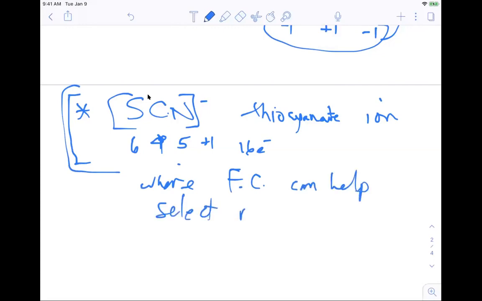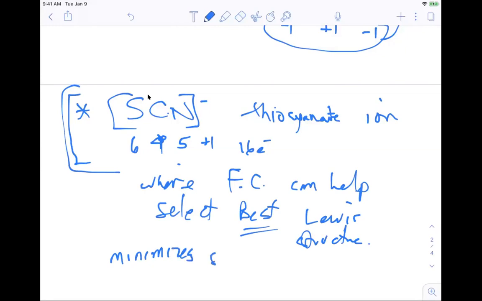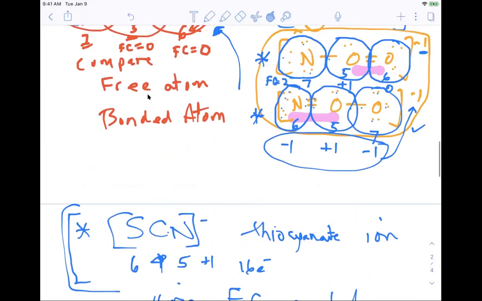select the best Lewis structure. All right. And what do we mean by best? It minimizes separation of charge. So if you look at this picture, that maximizes separation of charge. I've got a minus over here, and a plus over here.